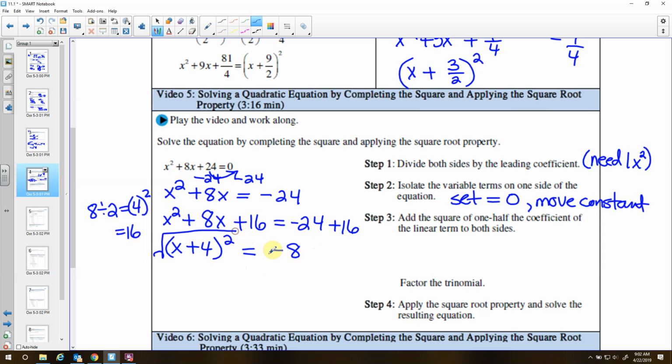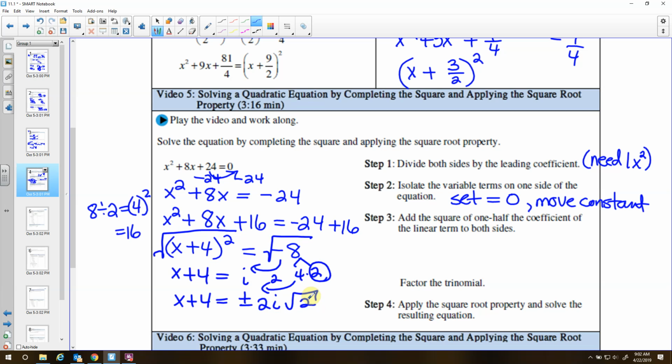So square root both sides. So x plus 4 comes out. The negative comes out as an i. And then 8 is 4 times 2. So the 4 comes out as a 2 and the 2 stays. So I have x plus 4 equals, don't forget your plus or minus, 2i square roots of 2.